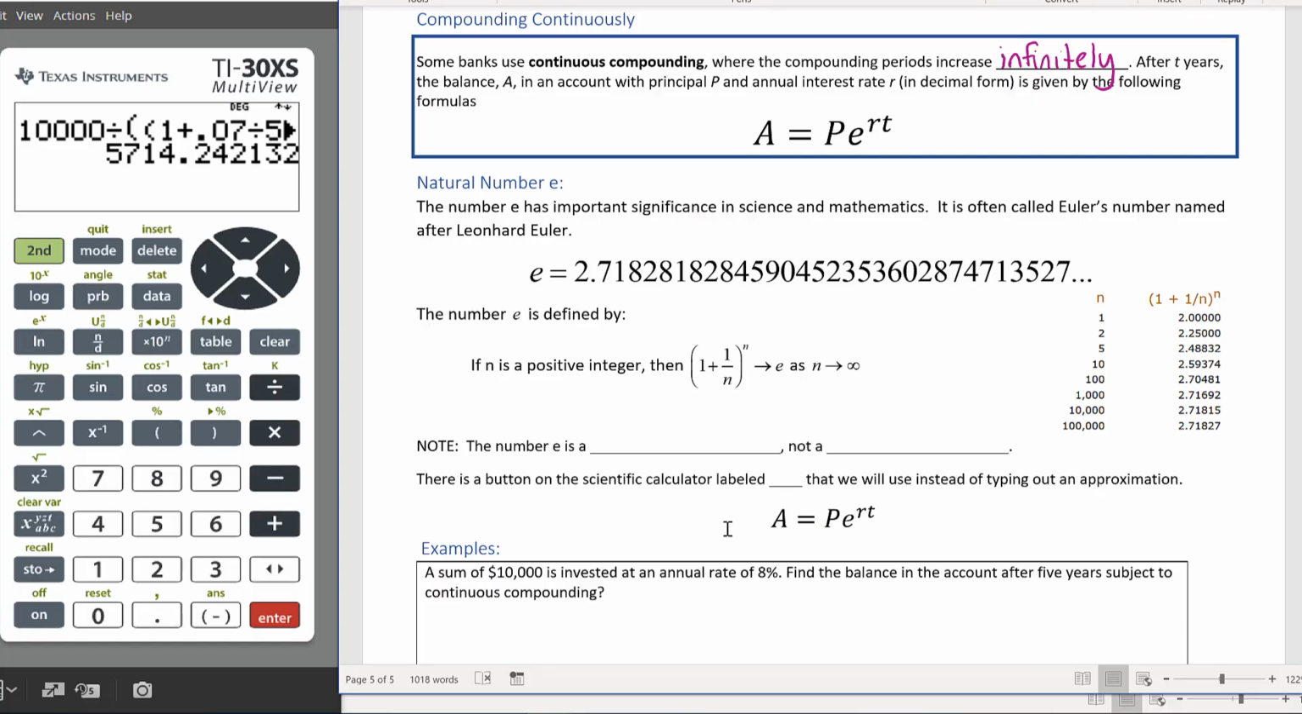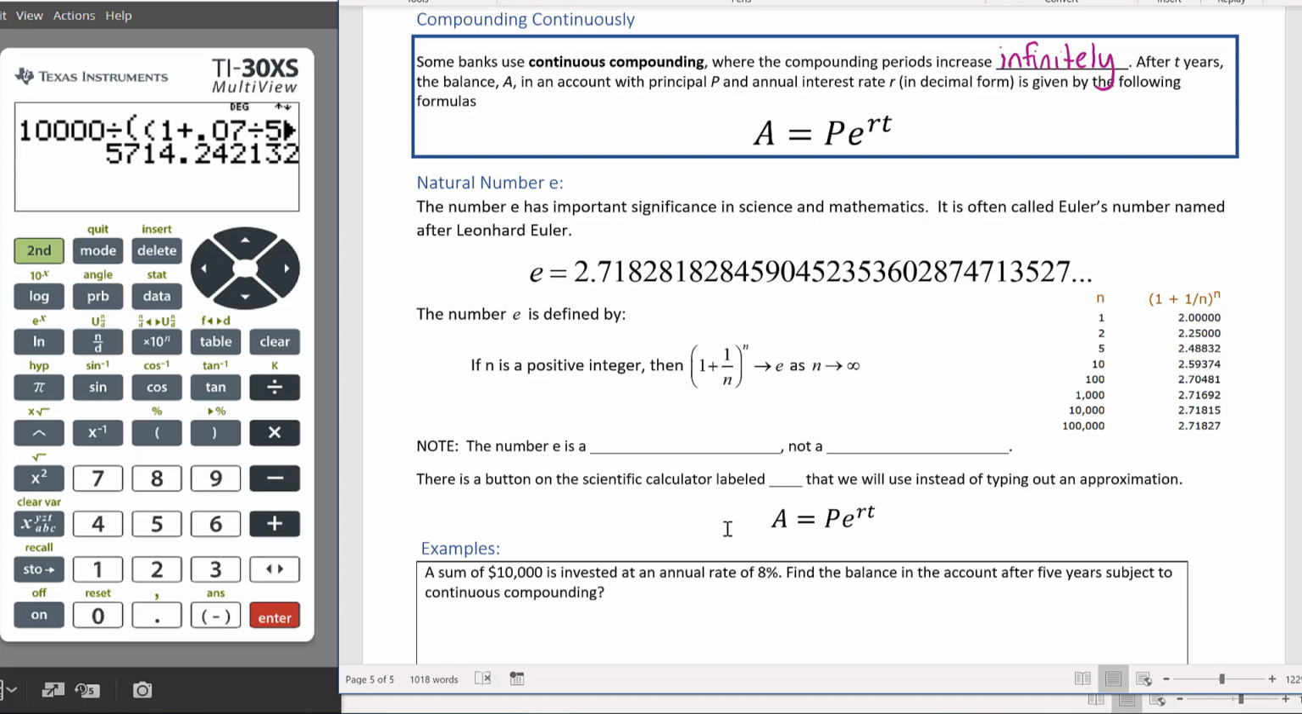Now, this natural number e is an interesting number. The number e has an important significance in lots of things in mathematics and science. It's often called Euler's number. It's not pronounced "Yuler," it's pronounced "Oiler," named after Leonhard Euler. Now, the number e is defined as 2.71828 and keeps on going forever, okay? This number is an irrational number and never repeats and never stops.